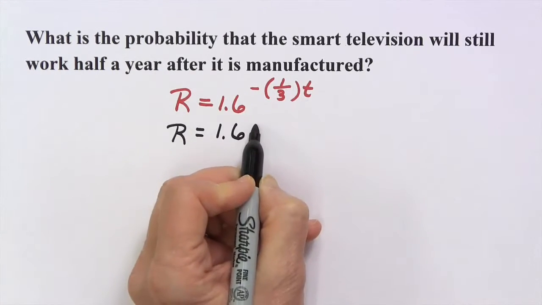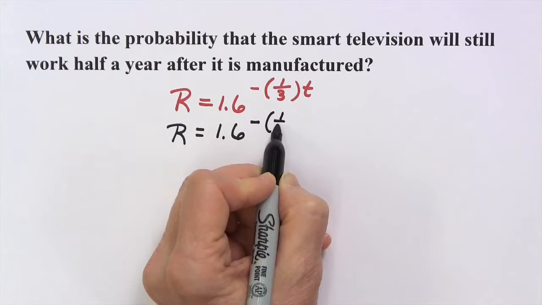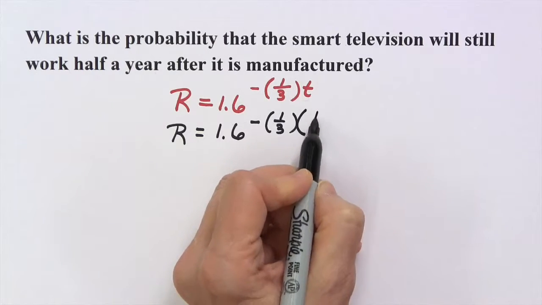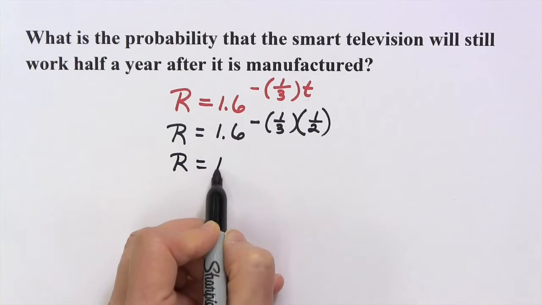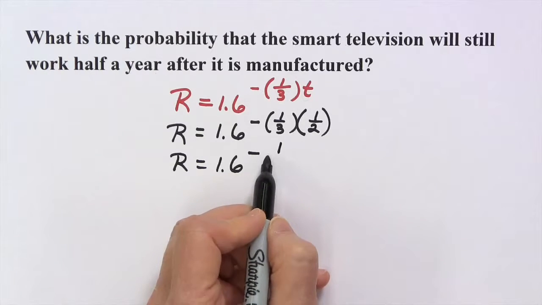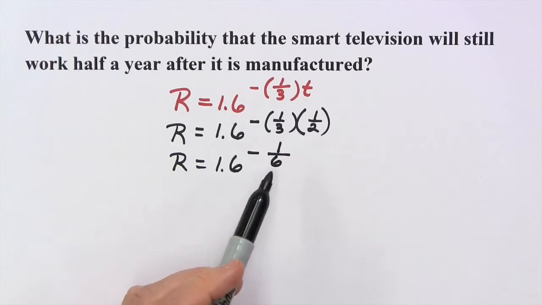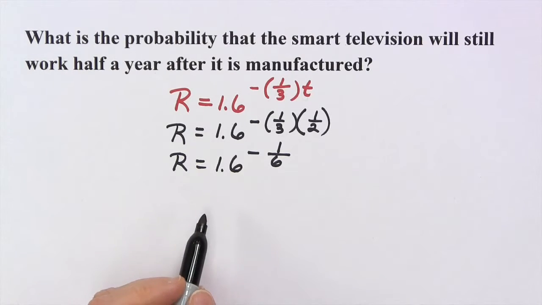1.6. Basically just using this exponential function, -1/3, and what do I replace t with? Half a year, so 1/2. So r equals 1 6/10 raised to the negative, it just depends on how much you want to do before you use your calculator, the -1/6 power. Remember, we will round our answers to the nearest hundredth, then I'll convert to a percent.